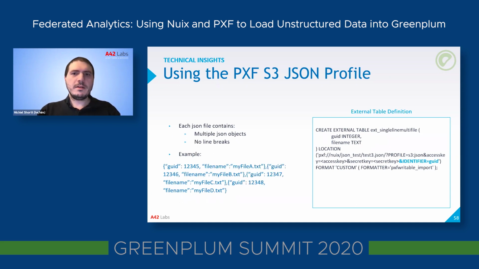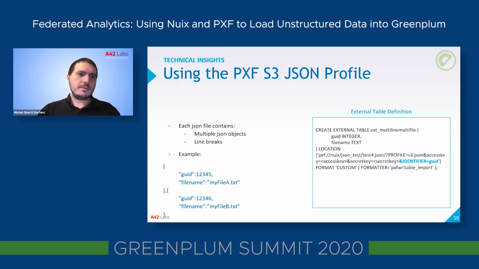Another common file type that you run into is where you have multiple JSON objects in a single file with no line breaks. You can see the example there. For this, we found that you also need to use the identifier parameter in order to make it load correctly. And then, not finally, we have one more after this, but for this, we found that if there's line breaks within the different fields, again, you have to use the identifier parameter to help it load.